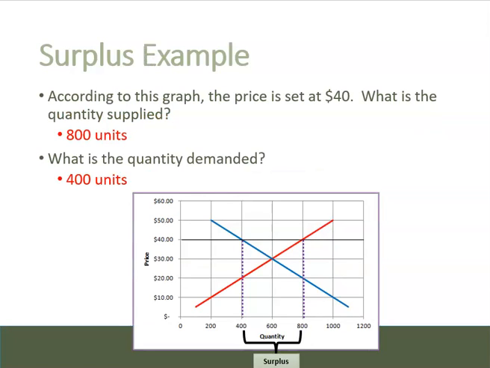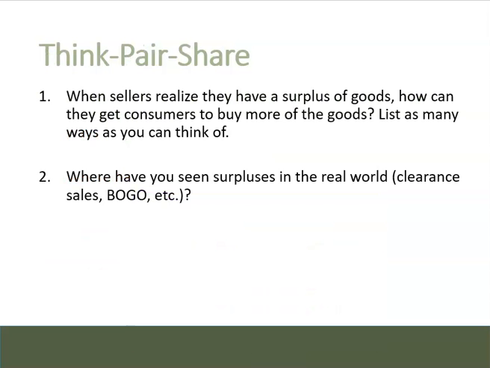According to this graph, the price is set at $40. What is the quantity supplied? Well, if you look at $40, the quantity supplied is 800 units. What is the quantity demanded? Quantity demanded is 400 units. Notice that your market equilibrium is $30 and 600 units, which means here now you have created a surplus. You've made too many, which means you're losing money.